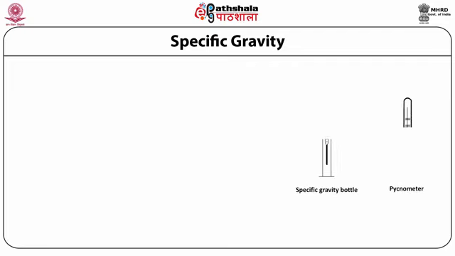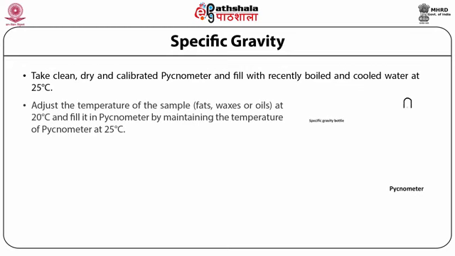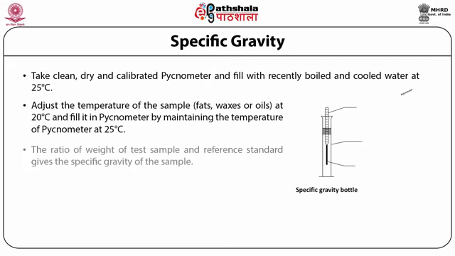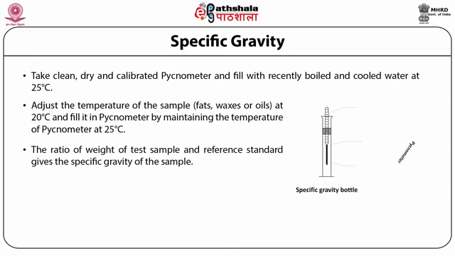First method, we take a clean, dry, calibrated pycnometer and fill it with recently boiled and cooled water at 25 degrees Celsius. We adjust the temperature of the sample at 20 degrees Celsius and fill it in the pycnometer by maintaining the temperature. The ratio of the weight of the test sample and the reference standard gives the specific gravity of the sample. So on the right hand side, we have these specific gravity bottles or the pycnometer, which are used for determination of the specific gravity.